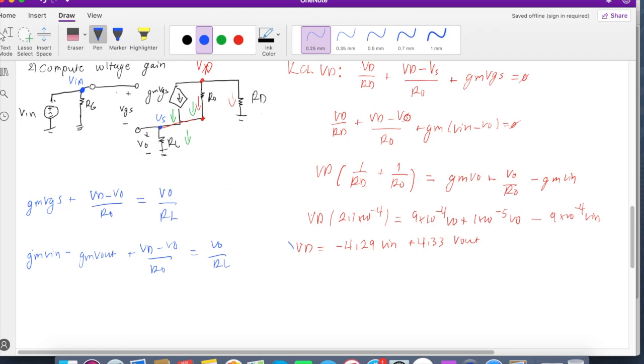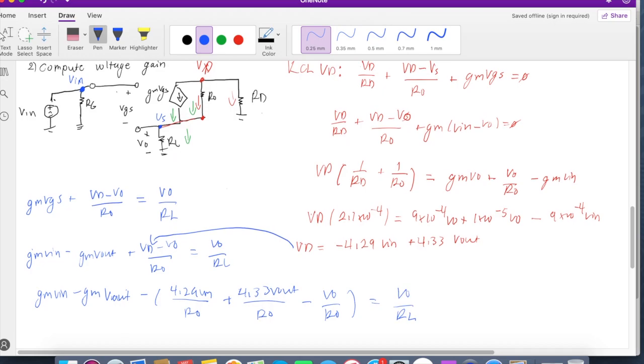Now we can simply plug in this VD into our equation here. Once we plug that in, we'll be left with GM V in minus GM V out minus 4.29 V in over R naught plus 4.33 V out over R out minus V out over R out equals V out over RL.